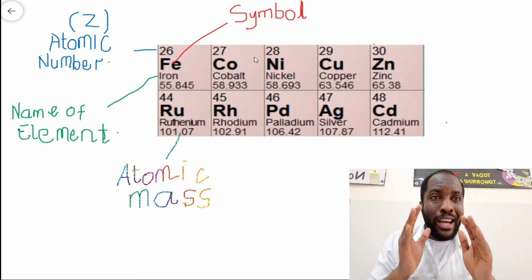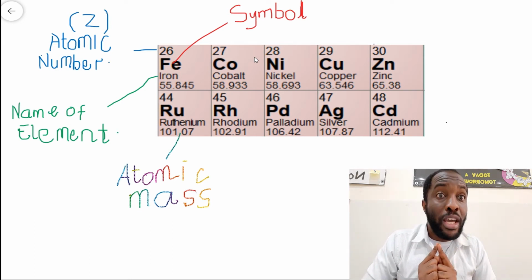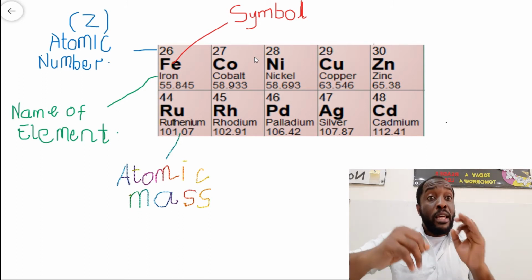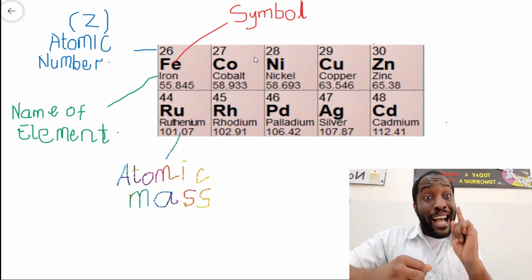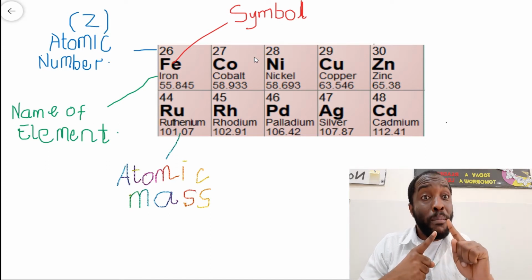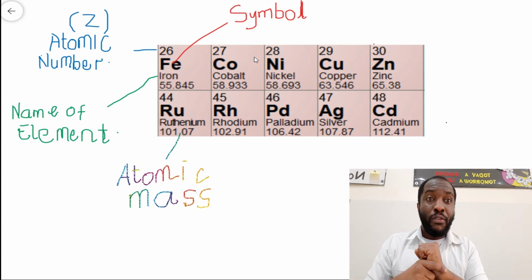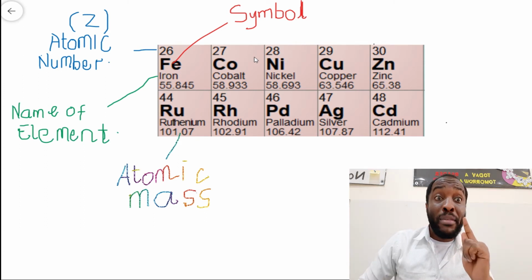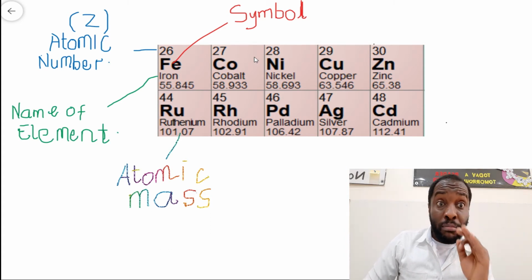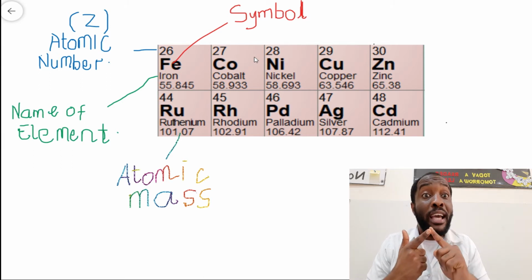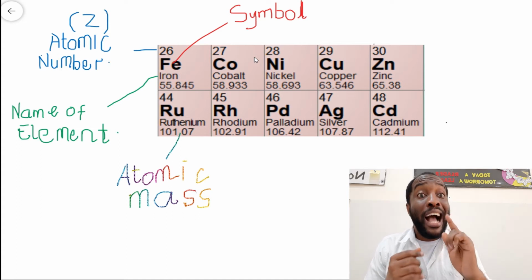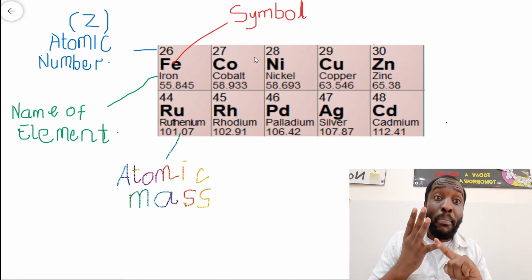So what can you say the periodic table is? How can we define our periodic table? The periodic table is the arrangement of elements in their increasing atomic number, and of course with recurrent chemical properties. I repeat, the periodic table is the arrangement of elements in their increasing atomic number and recurrent chemical properties.